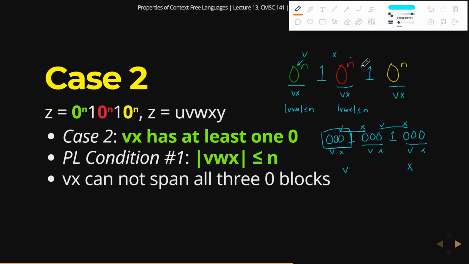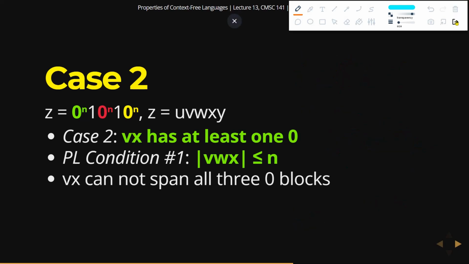Why is that? Because there are n zeros that separate them. That means you cannot have the length of vwx less than or equal to n if you started at the first block and ended at the last block, because there's a 1 that separates them, and then there are n zeros that separate them as well. So that's already n plus 2, and that's already more than the limit for the length. So there are 5 possibilities. Either vx is here, here, here, or spans 2 blocks, or spans 2 blocks here.